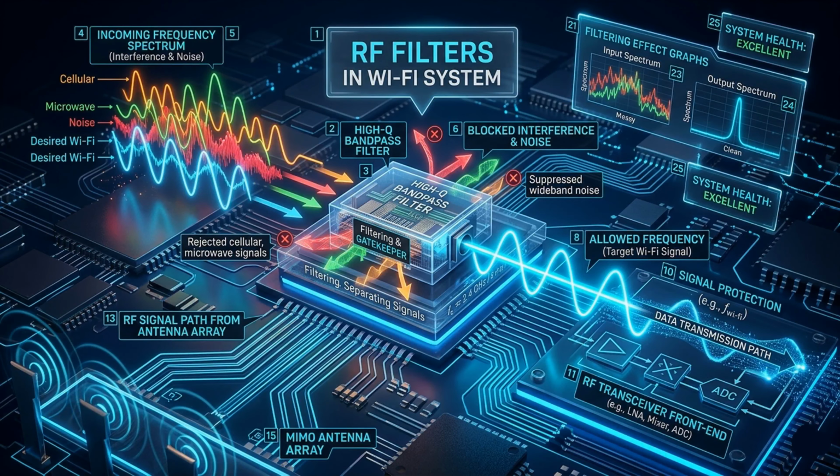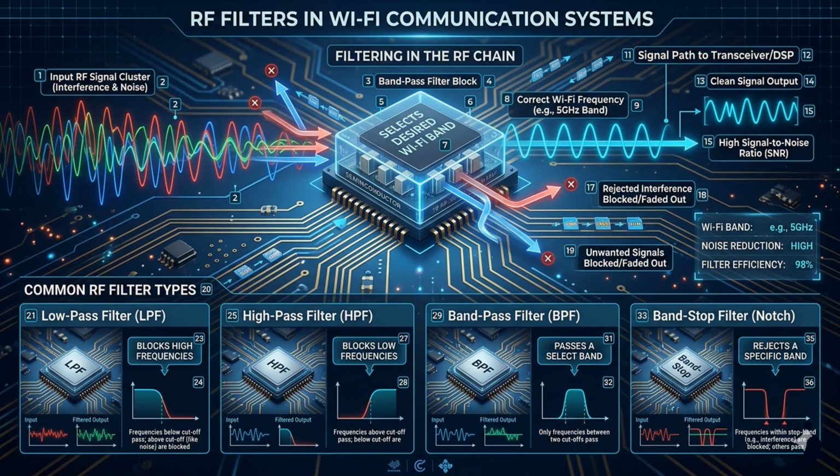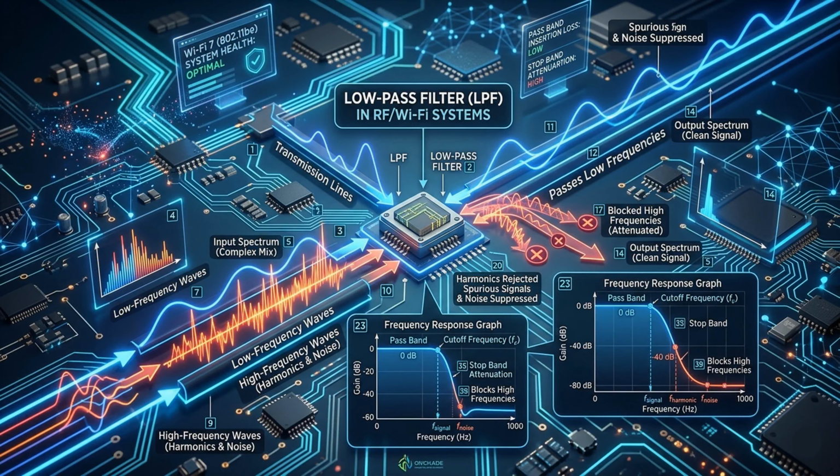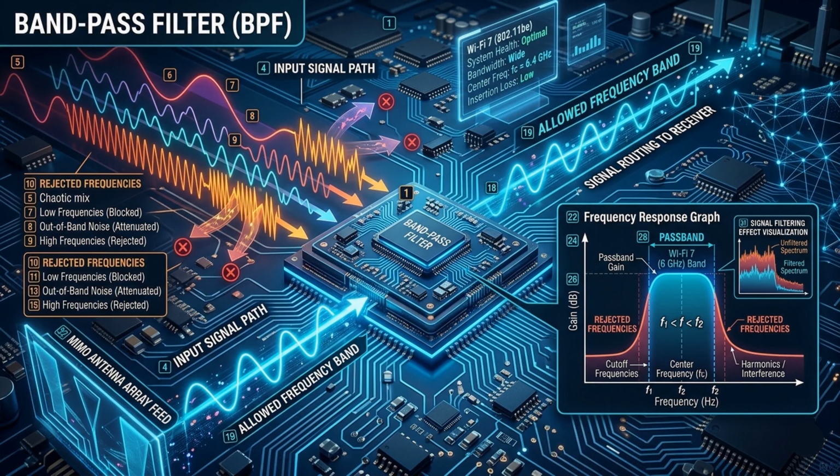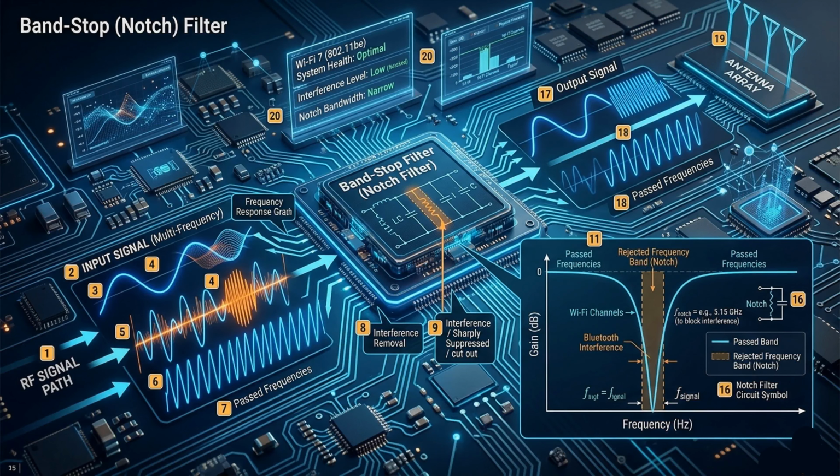Filters. RF signals are vulnerable to interference from other frequencies. Filters are gatekeepers that guarantee that only the appropriate signals can get through. Filters are used for selecting the desired frequency band and rejecting unwanted noise. Some of the common types of filters are low-pass filters, which permit signals below a specific frequency to pass through. High-pass filters permit signals above a specific frequency. Band-pass filters permit only a certain range of frequencies. Band-stop filters block a certain frequency range.